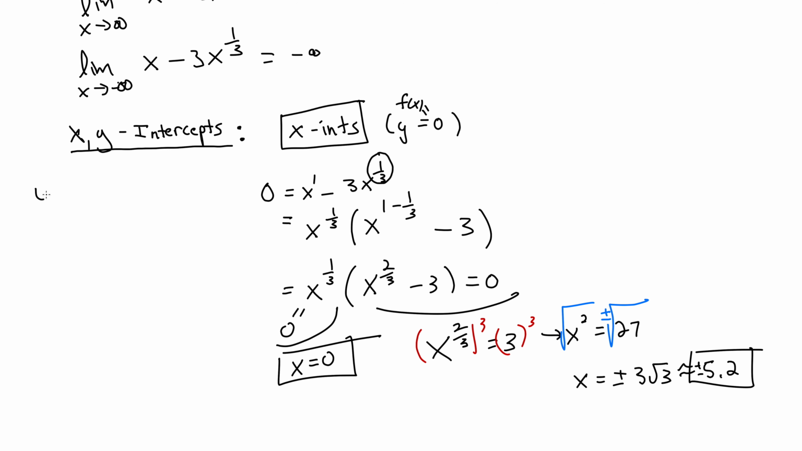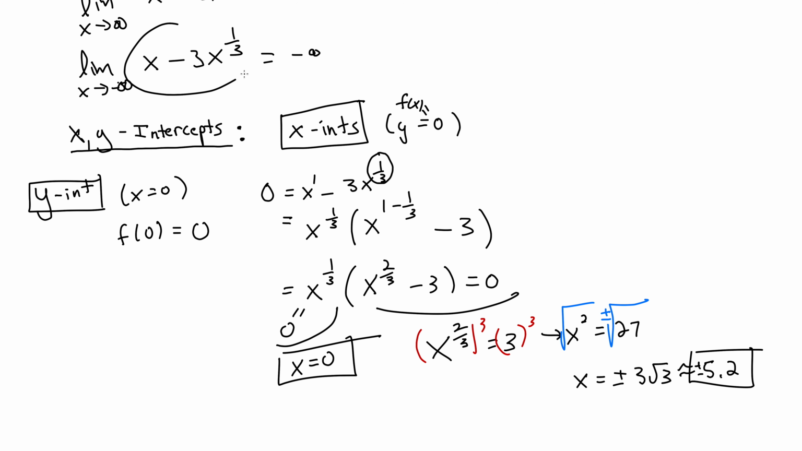Then the y-intercept. There's always only one y-intercept at most. Sometimes there's none. To find it we set x equals 0, which means we compute f of 0. Well, f of 0 is clearly 0. Recall that our function was this bit up here, x minus 3x to the 1/3. Plug in 0 there, you get 0. So there's our y-intercept: y equals 0. Okay, that's everything. Whew. Let's summarize this and then graph it.